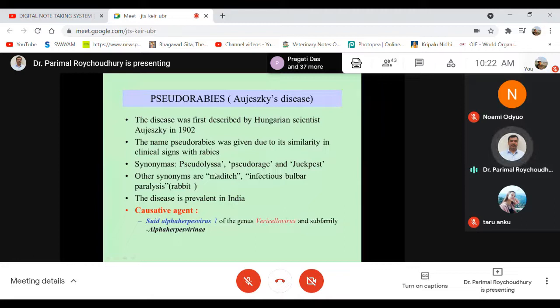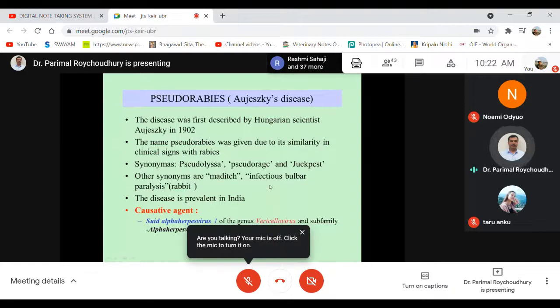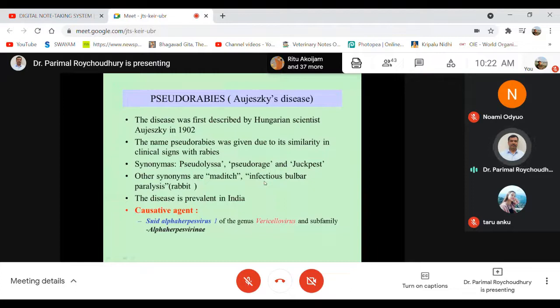So, infectious bulbar paralysis is another synonym of the disease. Basically, this condition we see in the rabbit. Experimentally, if we inoculate the virus into the rabbit, they show some uncontrolled bulbar or eyeball movement. That's what we call the infectious bulbar paralysis. Then in Germany, they call it the Juckpest infection, and pseudorage, which is again the same name as rabies, or pseudolyssa. Lyssavirus is the genus of the rabies virus, so sometimes it's called pseudolyssa. So many different names are there.